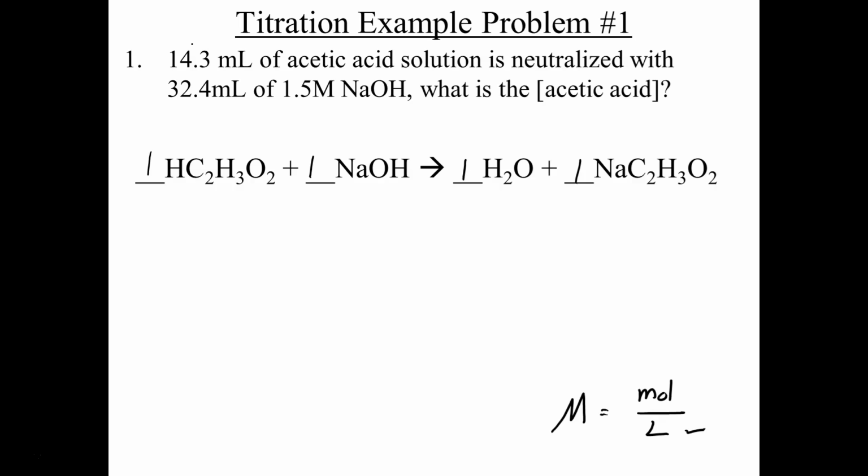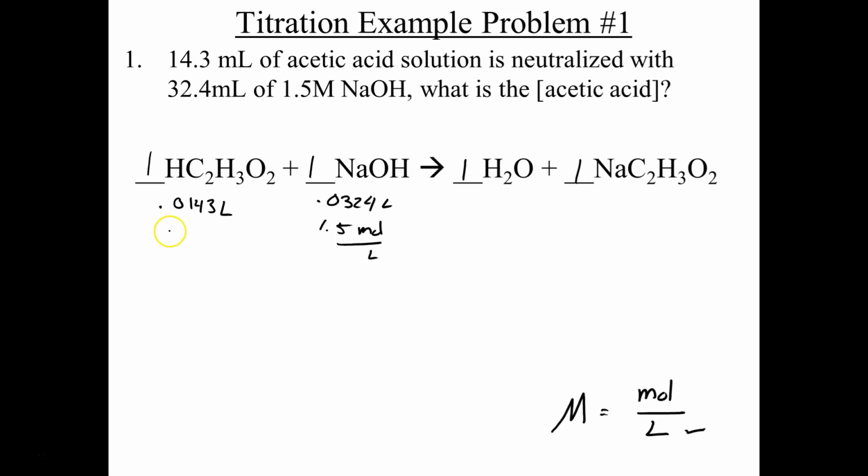Okay, so let's go ahead and with this data up here, just like when I taught stoichiometry, let's write it in where it goes in the chemical equation. So 14.3 milliliters of acetic acid, that is 0.0143 liters. And my sodium hydroxide, it's 0.0324 liters, and it's 1.5 molar. Okay, now I unpack that here because 1.5 molar is 1.5 moles per liter. So I'm going to use that conversion factor here when I solve this.